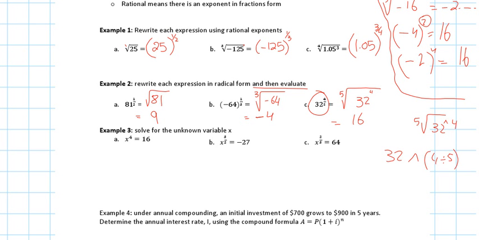All right. Let's look at the next question. Next question is a little bit different, but at the same time is not that different. So, solve for the unknown variable x. So I need to solve for x.